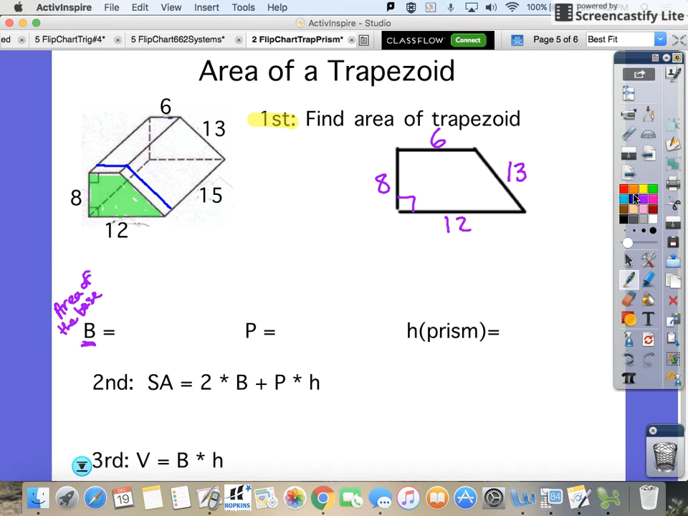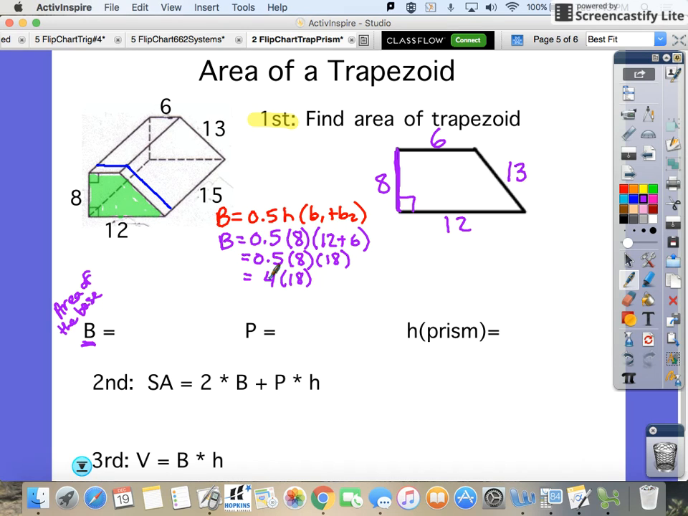So if you remember, the area formula for a trapezoid was 1/2 the height times the sum of the bases. That was the formula from before. So what we're going to do is say that B is equal to 0.5 times the height, which is 8, right here, times base 1 plus base 2. So we have half of 8 times 18. Half of 8 is 4 times 18. And then 4 times 18, 4 times 10 is 40. 4 times 8 is 32. So this is 72. So the area of our base is 72 units, okay?